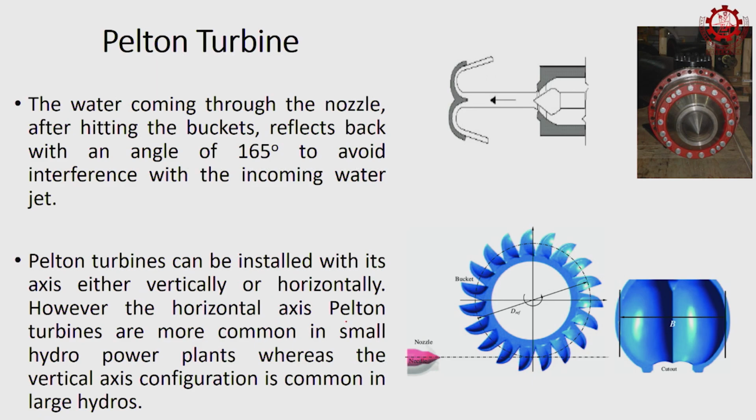However, horizontal axis Pelton turbines are more common in small hydropower plants, whereas the vertical axis configuration is common in large hydros. As I told earlier, in large hydros the weight of the generator and the turbine are excessive. Therefore, a horizontal axis might deflect due to the weight, and that is a problem. Therefore, they prefer the vertical axis configuration with a thrust bearing at the bottom.